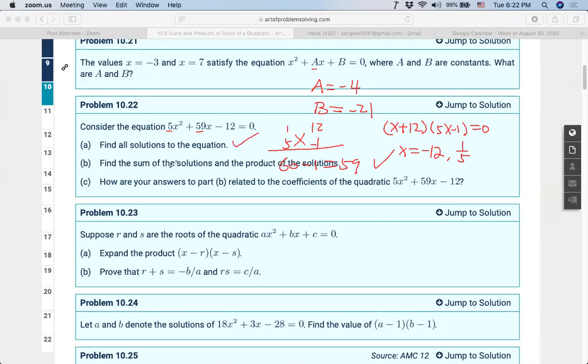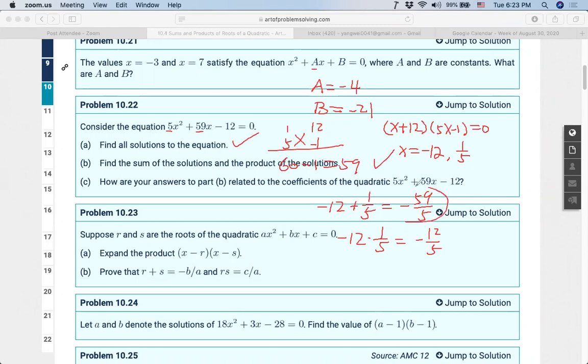Now B, find the sum of the solutions and product of solutions. So the sum of these two solutions is -12 plus 1/5, right, as an improper fraction. So this one gives us -60/5, then plus 1/5, -59/5. Then -12 times 1/5, then we got -12/5.